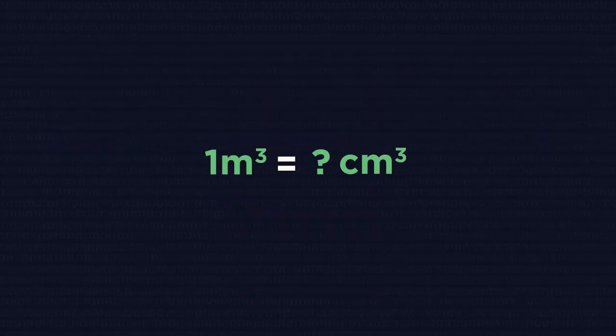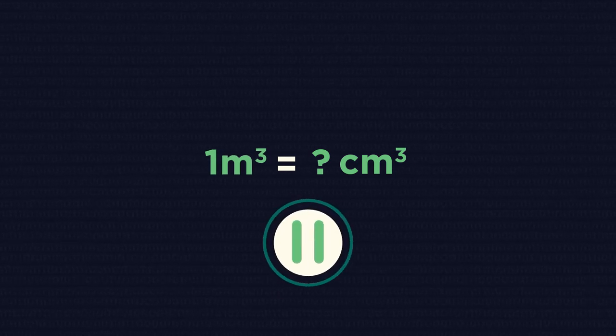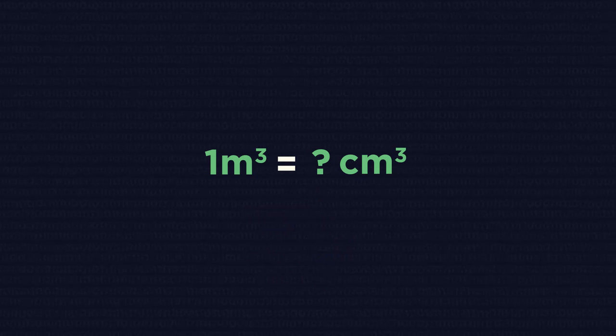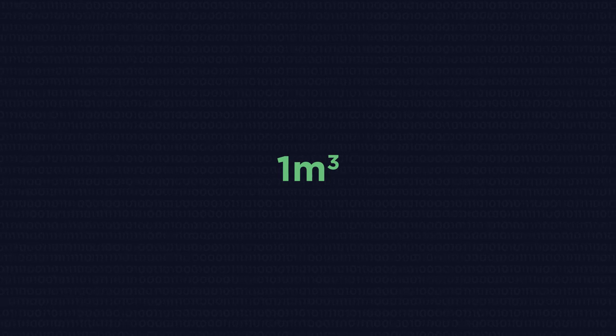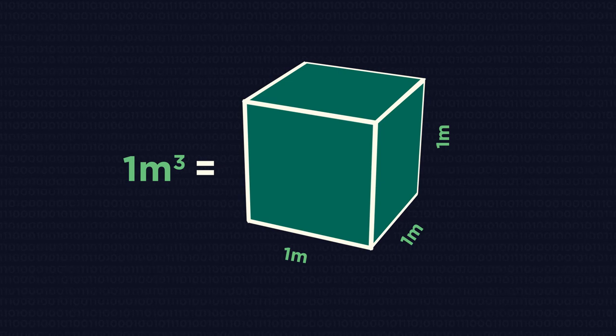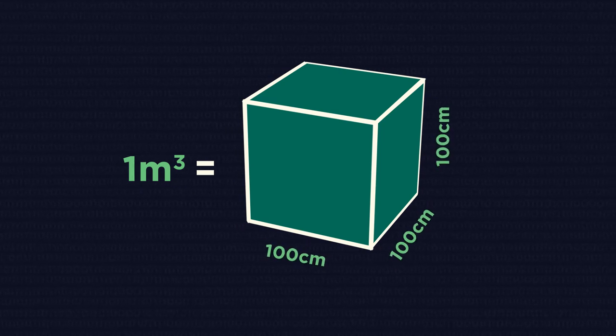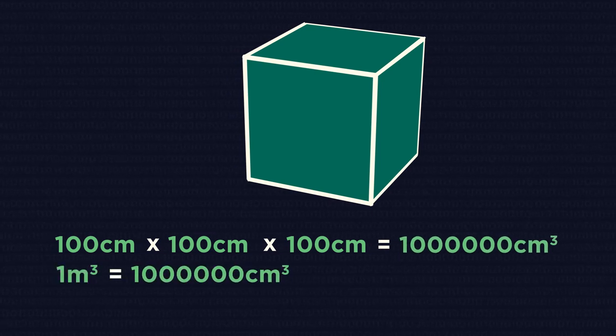With this in mind, how many centimeters cubed are there in 1 meter cubed? Pause the video to see if you can work it out. As with 1 meter squared, we need to consider what 1 meter cubed means. A 1 meter cubed cube is made up of three dimensions, each 1 meter in length. As we know, 1 meter equals 100 centimeters, so we can calculate our volume by multiplying these together. There are therefore 1 million cubic centimeters in 1 cubic meter.